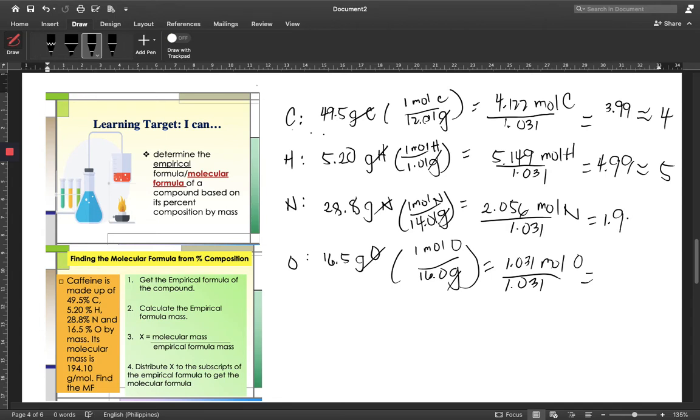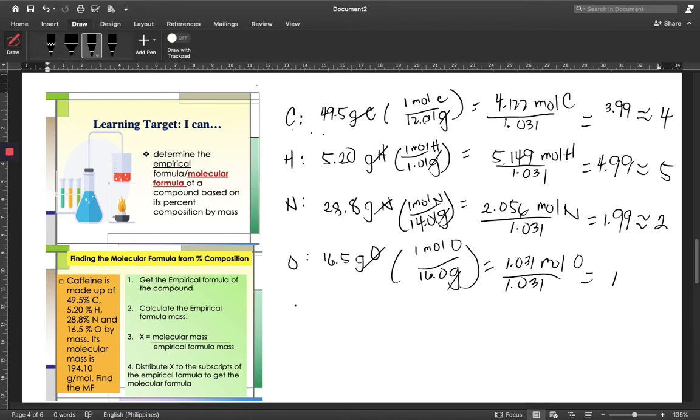2.056 divided by 1.031 is 1.99, which is approximately equal to 2. And then we have, of course, 1 here. Now, therefore, we have the following mole ratios, and there is no special case. There's nothing that we have to multiply by 2. There's nothing that we have to multiply by 3 or 4.